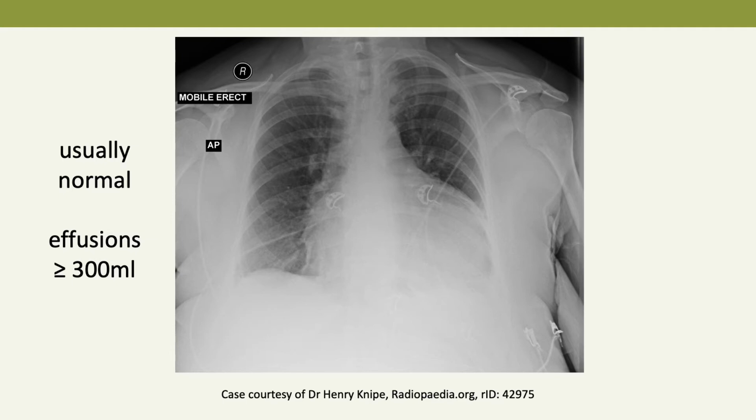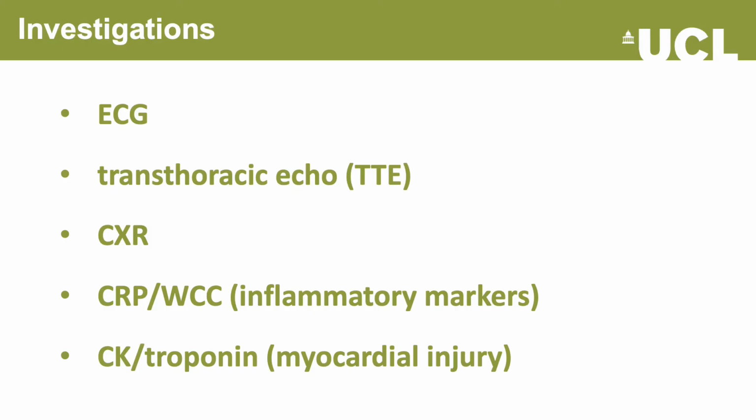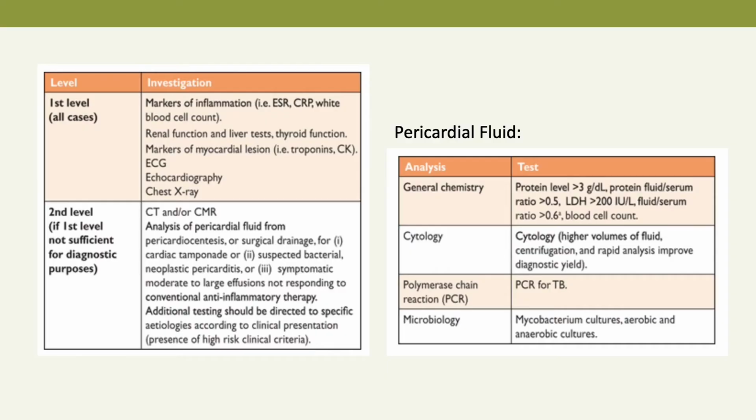and that's the case on this x-ray. So our initial investigations are going to include an ECG, transthoracic echo or TTE, chest x-ray, a CRP and white cell count, and a creatine kinase or troponin. Most of us will now use troponin to look for signs of myocardial injury. So what's important in the first levels of investigation?